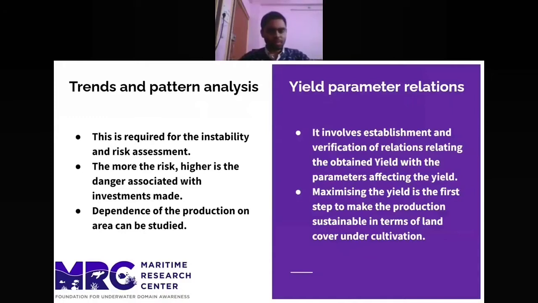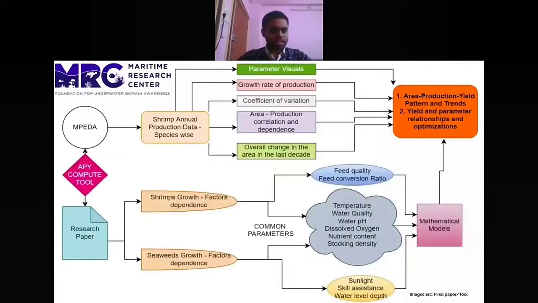If we talk about trends and patterns, let's analyze them through a flow chart. On the top part, we can see that this APY compute tool takes the data from the MPEDA, that is the Marine Products Export Development Authority. It takes the shrimp production data, species wise. We have the data of the last decade on the basis of certain species. So we are trying to do five analyses with this data.